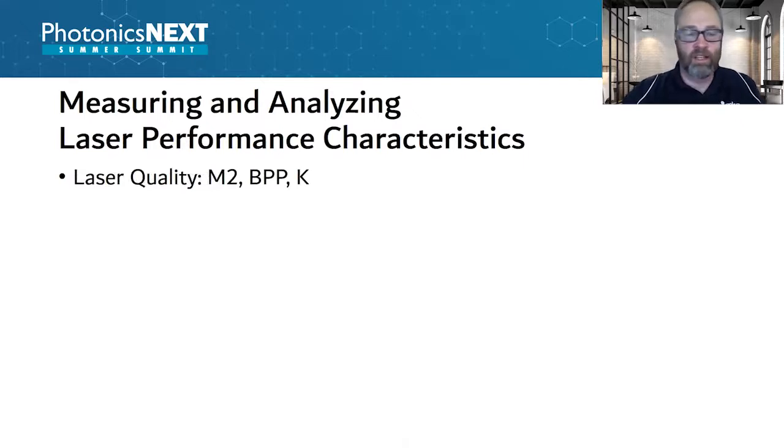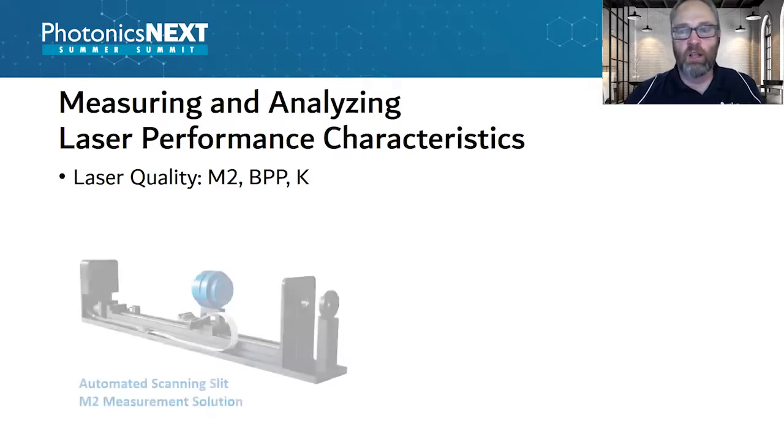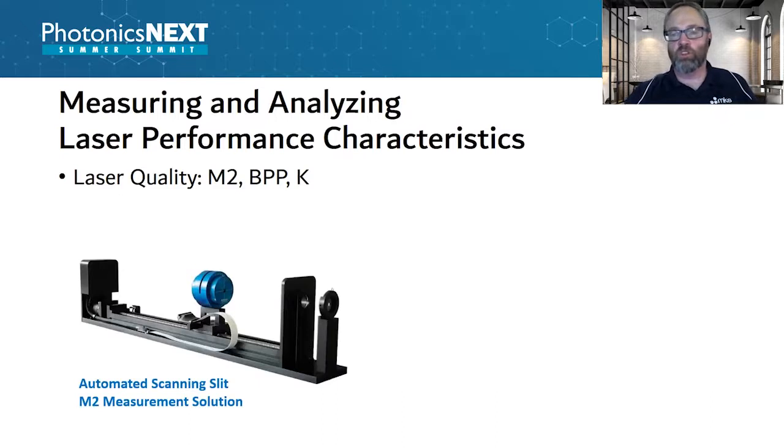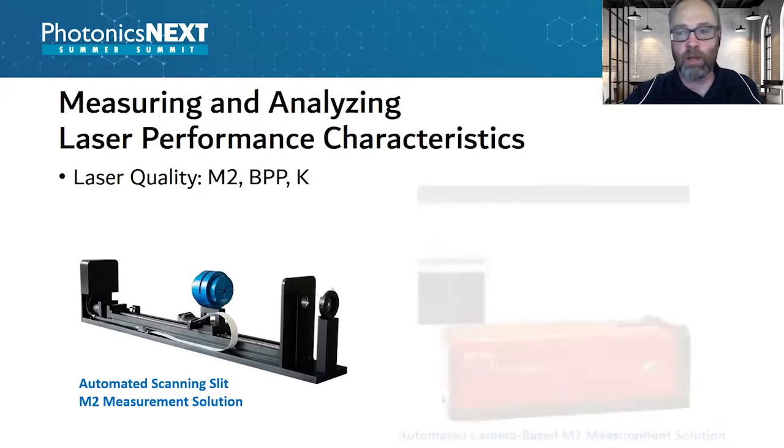Laser quality. Again, laser quality is typically measured at source development. But like I said, more and more manufacturers are becoming more interested in the laser quality measurement. So M squared, beam parameter product, the K value. These are some of the characteristics. Pictured here is an M squared analysis machine built on the scanning slit profiler technology. It's called the Nano Mode Scan, made by Ophir.